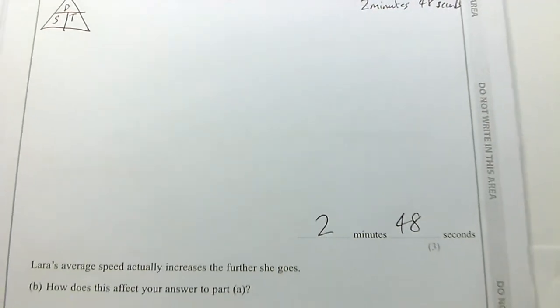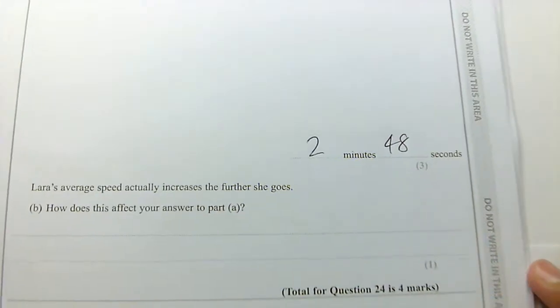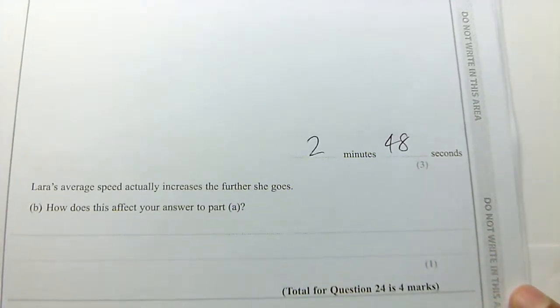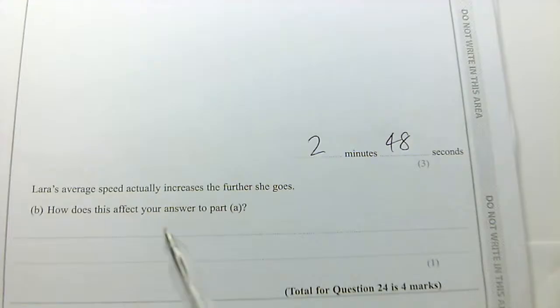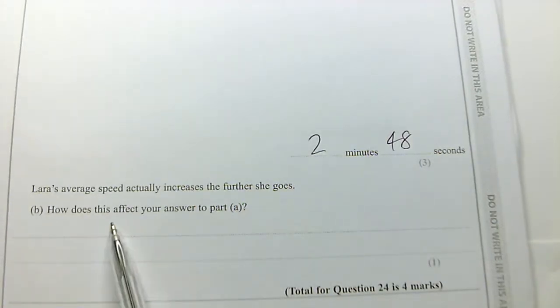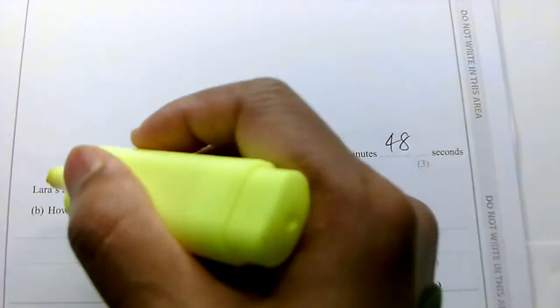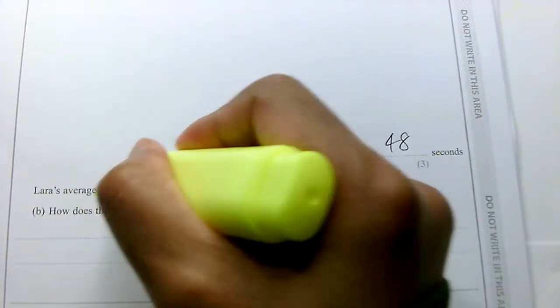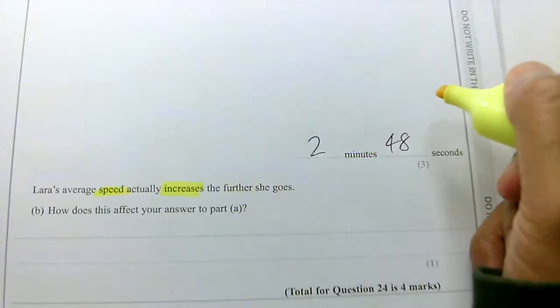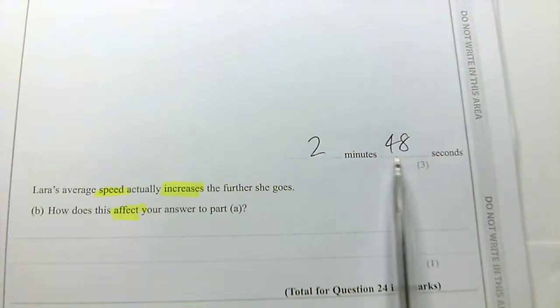Now, if I look at part B, part B says, Lara's average speed actually increases the further she goes. How does this affect your answer to part A? So I'm going to press pause and have a go. When you're ready, press play again. So I'm going to highlight Lara's average speed actually increases. How does this affect our answer? So our answer is here, 2 minutes and 48 seconds.